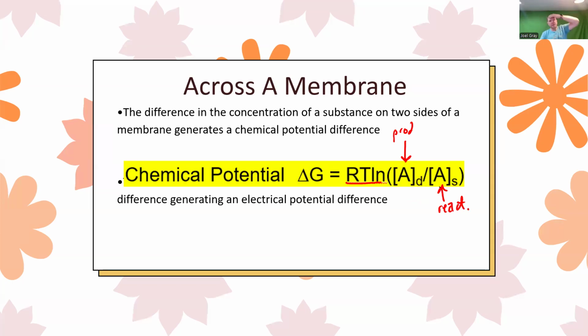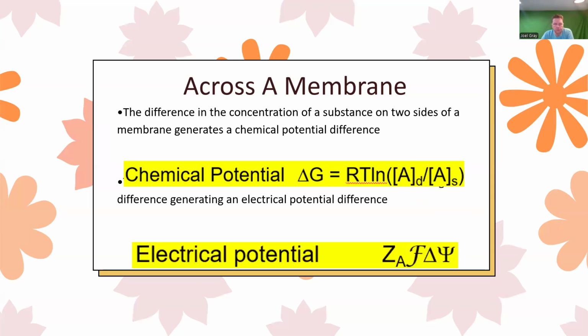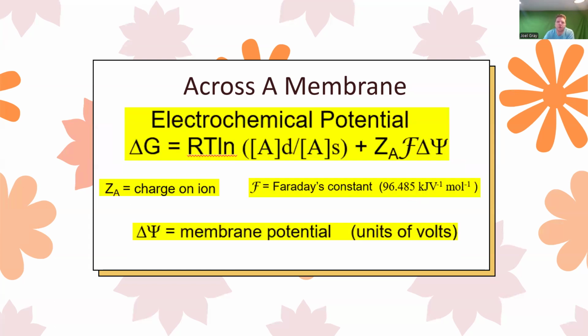The difference generates an electrical potential difference. That is depicted by this right here, our electrical potential difference. Z sub A, which is the charge of the ion, F, which is Faraday's constant, and delta psi, which is the electrical potential difference. Now, ultimately, we can combine these to make an electrochemical potential.